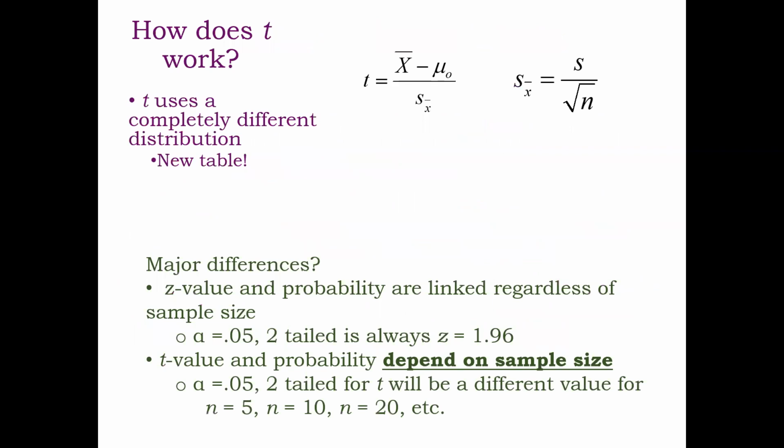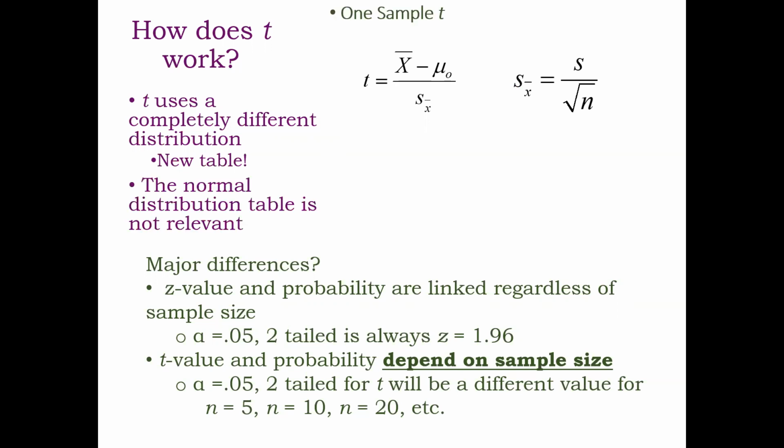So how does T work? It uses a different table. We're going to look at that. So here is the formula for T. It's the mean of the sample minus the hypothesized population mean, right? Divided by the standard error of the mean, which is the standard deviation of the sample divided by the square root of n. Okay, this is an estimate of the population standard deviation, right?